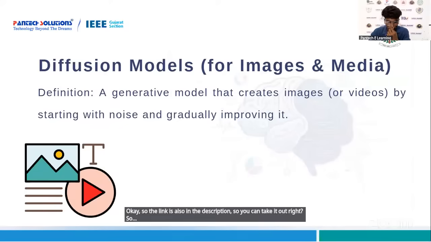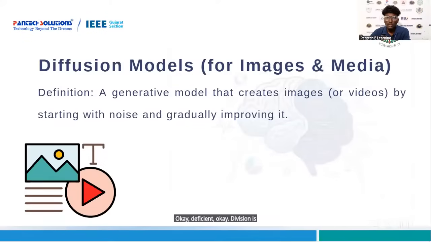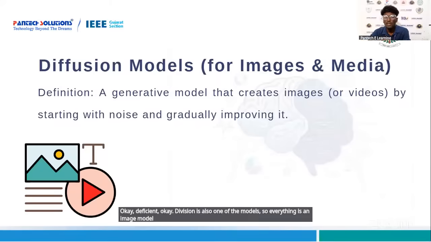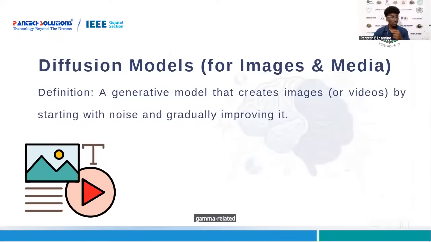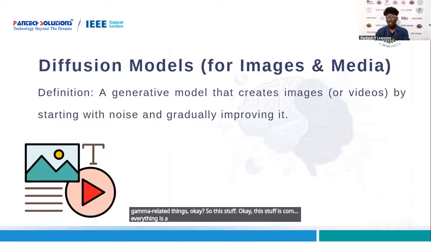Okay, we discussed many things like text models, ChatGPT, everything that is a text-related model, and for images there is Midjourney, and Stable Diffusion is also one of the models. Diffusion is also one of the models, so these are image models. NLP is used to create human-computer interaction with text, and OpenCV is used for camera-related things. This stuff is all a kind of generative AI.